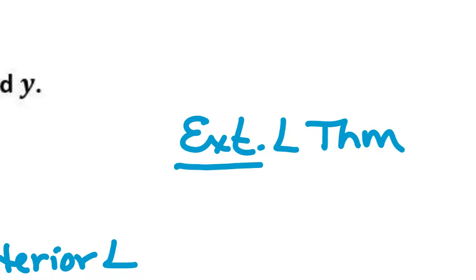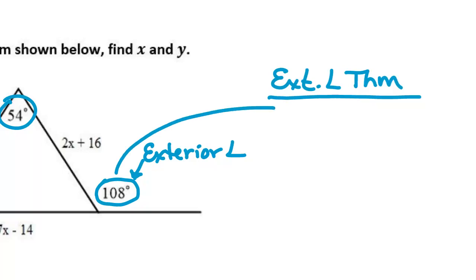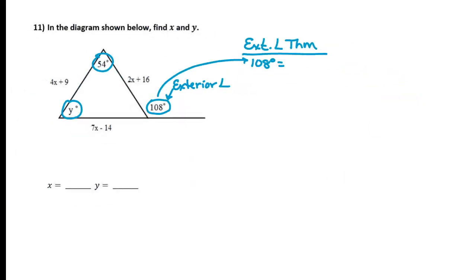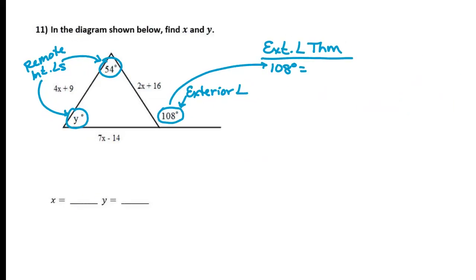And we had an exterior angle theorem that we learned early on in this module. This tells me that that exterior angle, so in this case 108 degrees, is equal to the sum of the two remote interior angles, angles that I would have to walk across the triangle to get to. So these are my remote interior angles, and I'm going to add them together and it'll give me that outside angle.